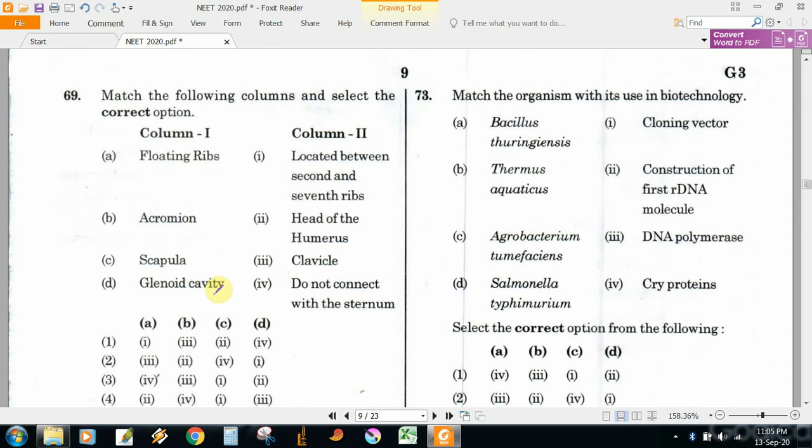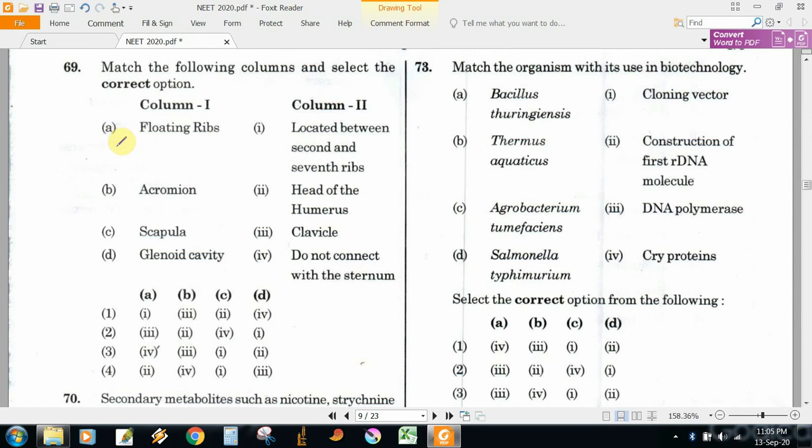Again, match the following. So the first column is A, floating ribs, B is acromion, C is scapula, D is glenoid cavity. So column 2 is located between the second and seventh ribs. Next is head of the humerus. 3 is clavicle and do not connect with the sternum. Right? Obviously, floating ribs, we know that they don't connect with the sternum.